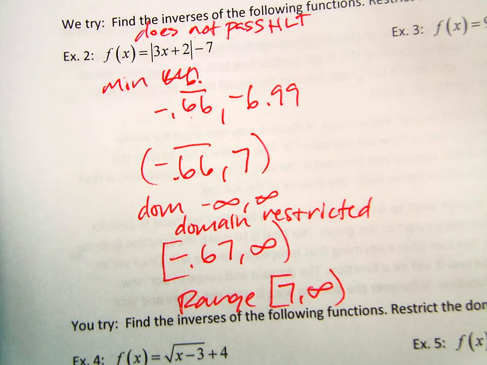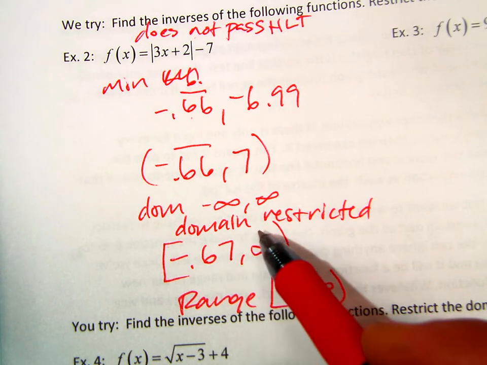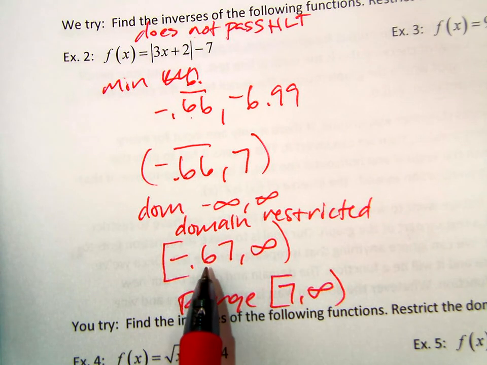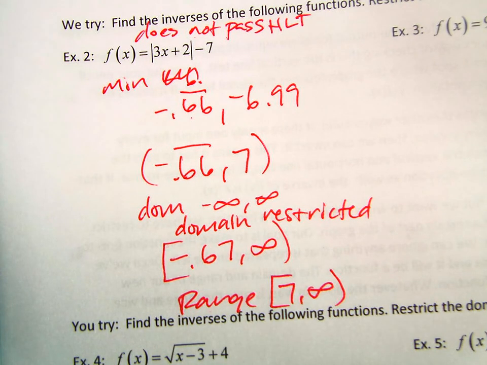And that's important because that is the domain. When I swap x and y, I also swap the domain and range. So this is the domain. This domain of the original function will become the range of the new inverse function, and the range will become the domain of the inverse function. I hope I said that right.